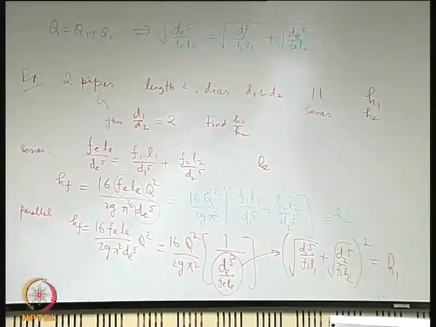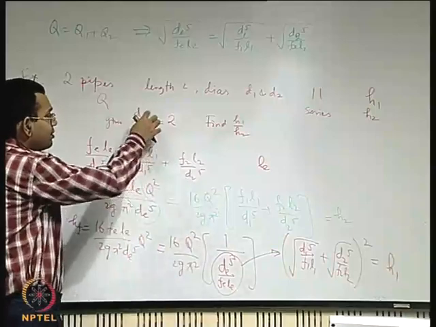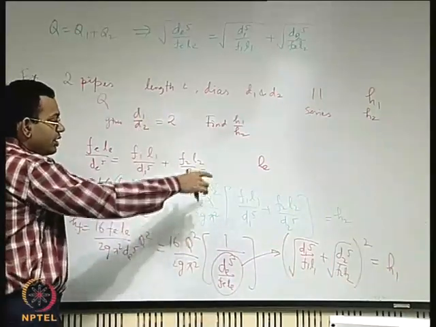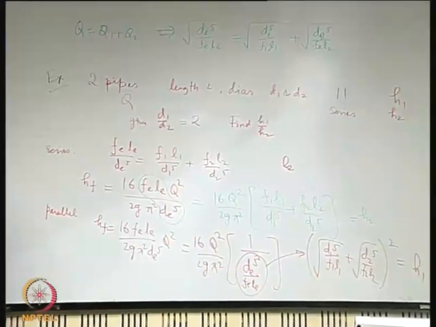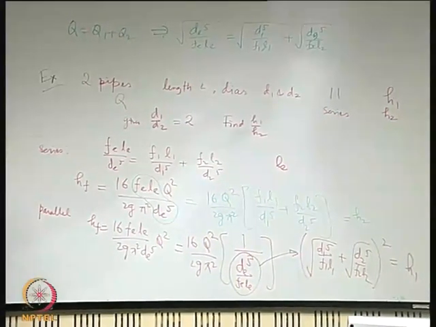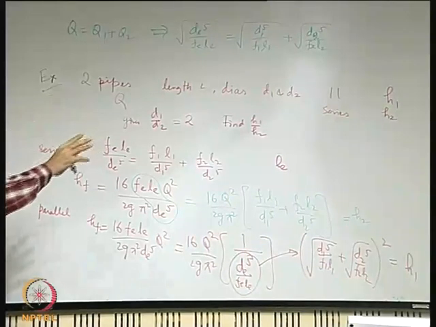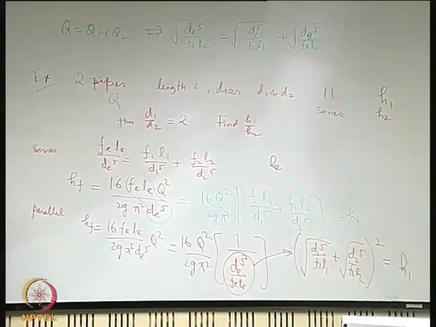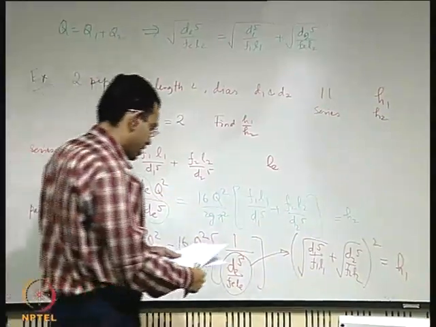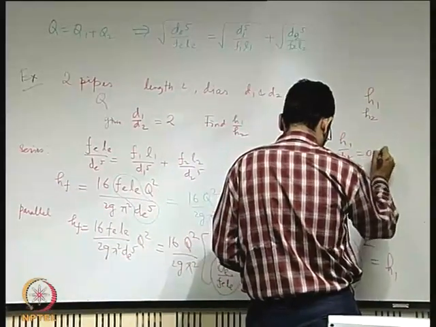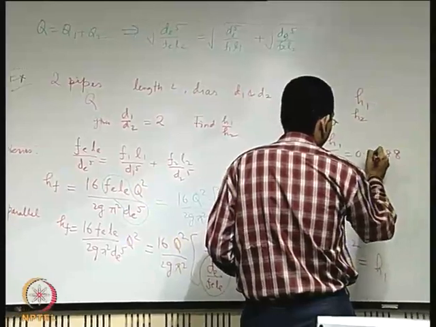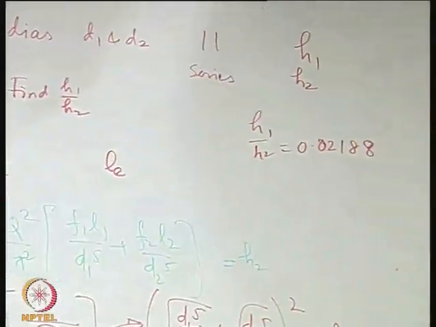Just divide these two, and you will get a ratio. When you divide, you will get a ratio of d1 by d2, and L1 and L2 are the same, so that ratio will give a number. F1 and F2 are the same, so those effects will cancel, and it will be expressed solely as a function of d1 by d2. If you write H1 by H2, the answer is 0.2188. That is the answer.